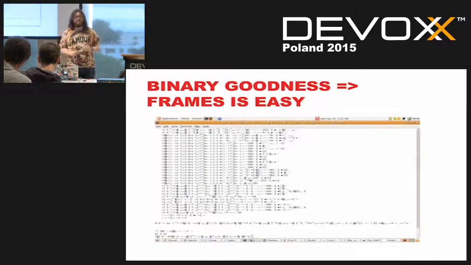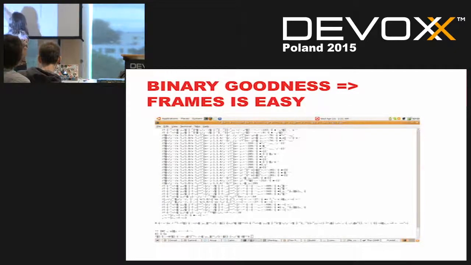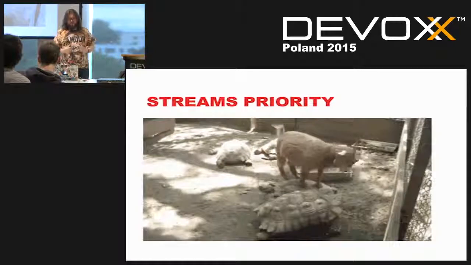And the binary goodness is that framing is quite easy to parse. So this is why it's interesting. This is framing made with binary. It's simpler, you see. It's easy to see the pieces and bunches of data. What is interesting is that we have stream priority on this.